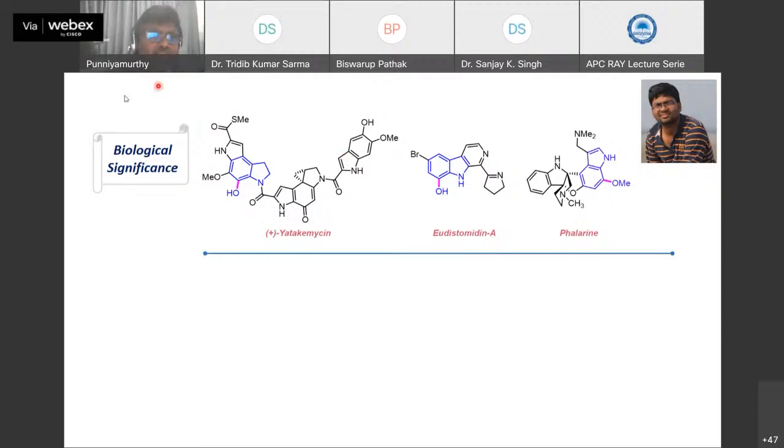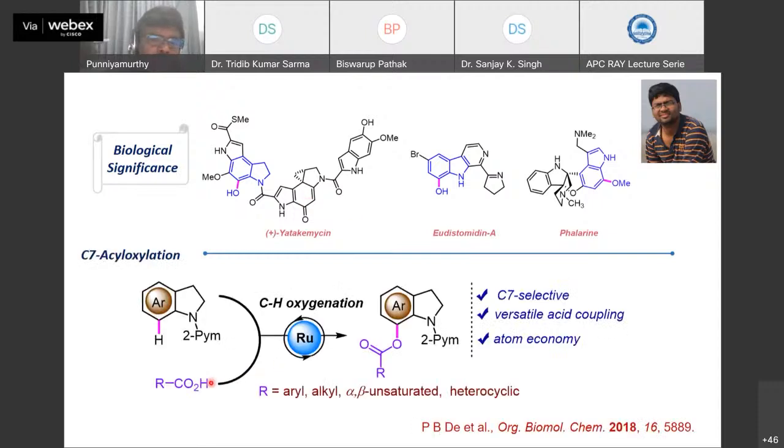Having success in this transformation, the student further went on to carry out the acyloxylation reaction of indoline. It is the same substrate. It is well known in the literature, the acyloxylation reaction. Here the advantage is that you can use all kinds of carboxylic acids, whether alkyl or aryl, alpha, beta unsaturated, as well as heterocyclic carboxylic acids. You use a ruthenium complex as a catalyst. And here the limitation is that although we can couple the carboxylic acid, we are not able to remove the directing group, because when you do the hydrolysis here, this also undergoes hydrolysis. That is the limitation. Otherwise, you can oxidize this to indole, and you can react with a variety of carboxylic acids.